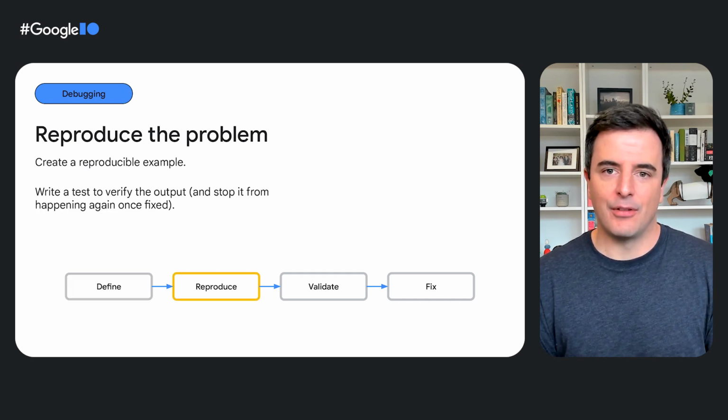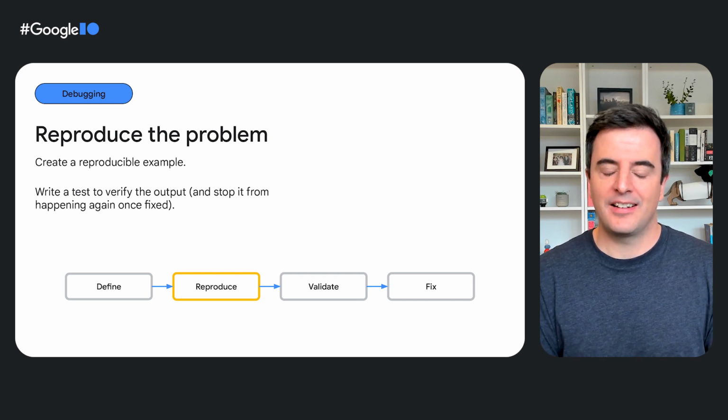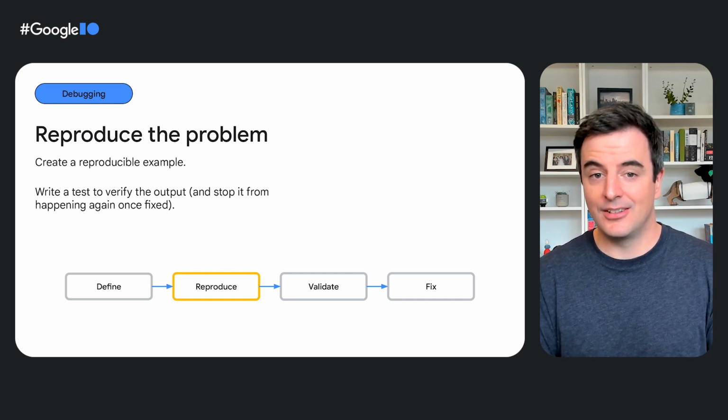It always pays to have a reproducible example. That way, you can test out your assumptions and see which one of them is wrong. It also pays to write a test. This allows you to verify the fix and, as a bonus, could stop regressions in the future. That is, to stop it from happening again.